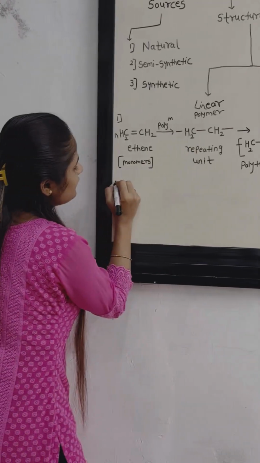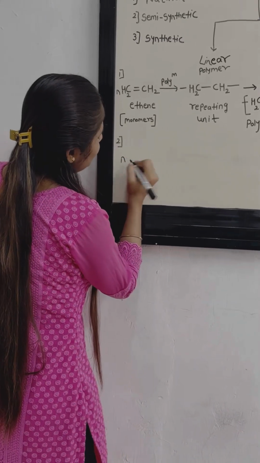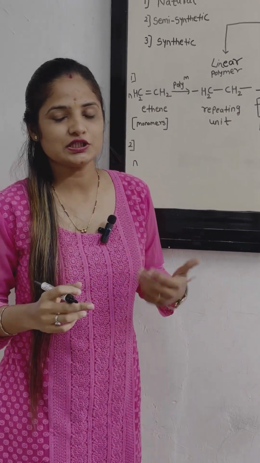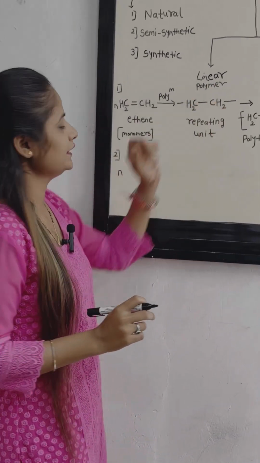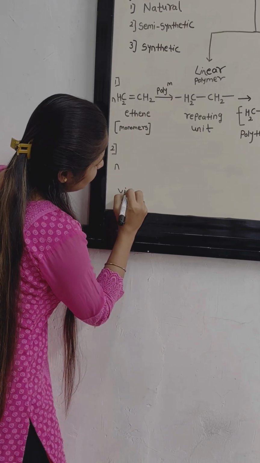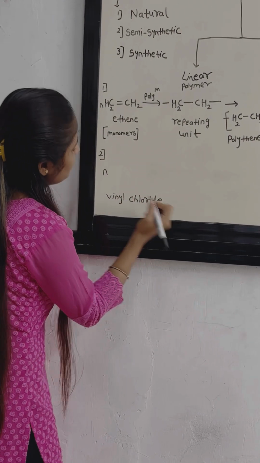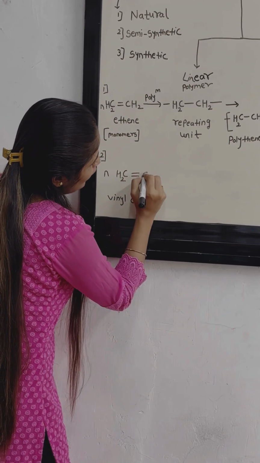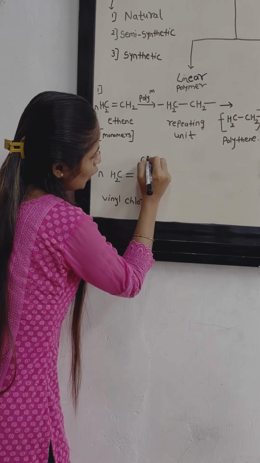Okay, another example that we have to study is PVC. First we have to write the vinyl chloride molecule, which undergoes the polymerization reaction, and we get the PVC, that is polyvinyl chloride, which is also a linear polymer. So here first we have to write the vinyl chloride structure, the vinyl chloride monomer. Simply it is CH2 double bond CH, where one hydrogen atom in ethene is replaced with chlorine.